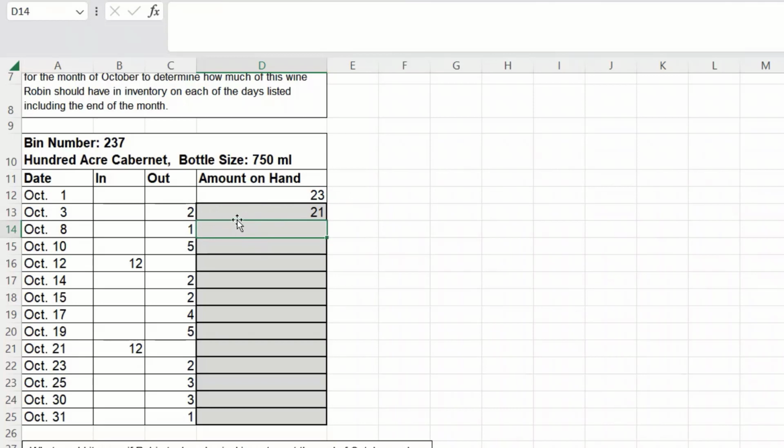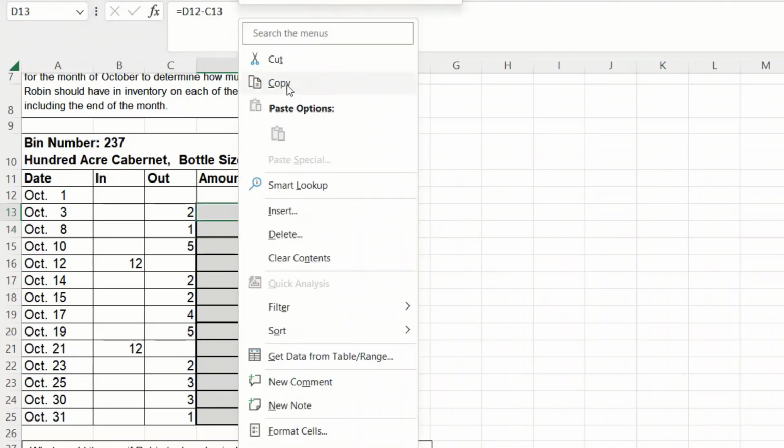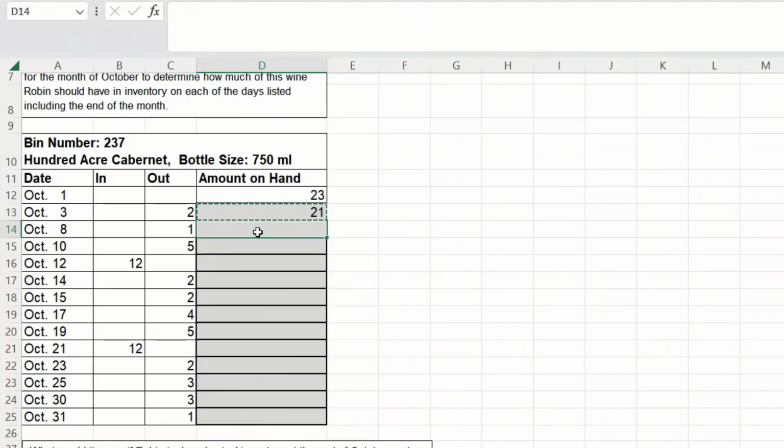Now the next day we sold 1. So let's see if we can use this formula here. And we can. So we should be down to 20. We sold 5. And that brings us down to 15. Now we got an order in. So we are going to add what came in.